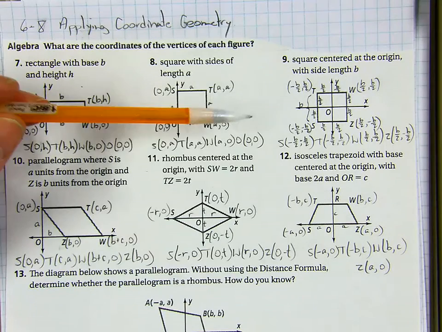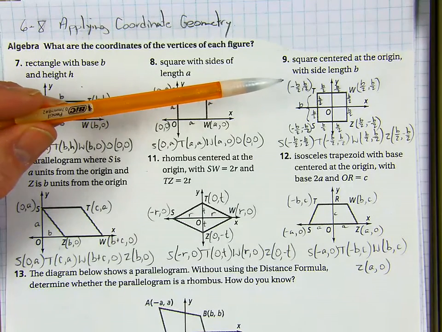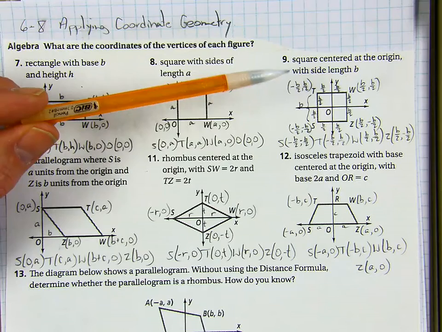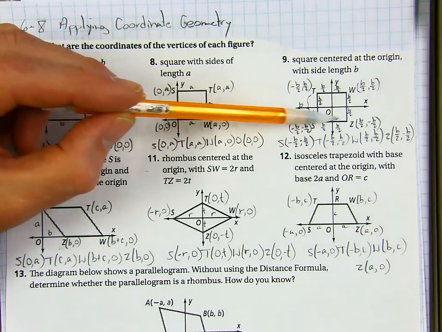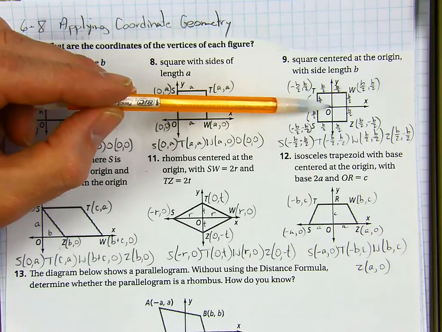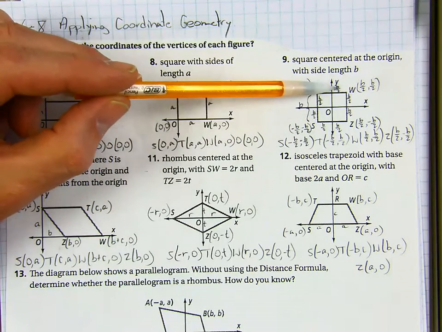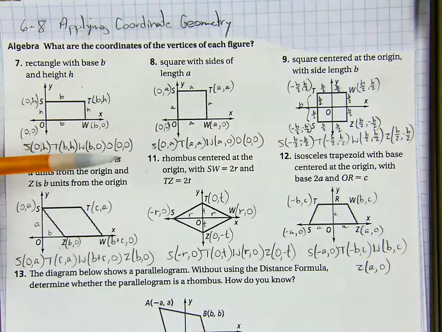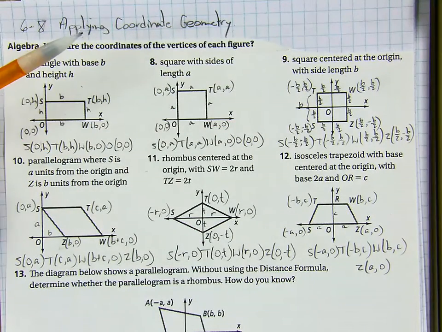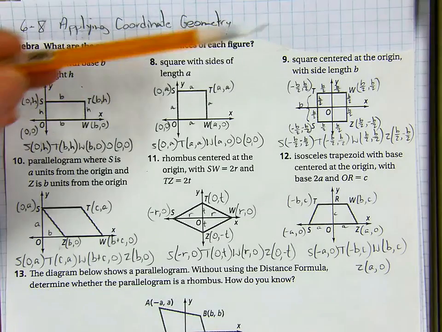Number 9, it's a square centered at the origin with sides of length B. Well, if each side is B, and it's centered at the origin, then it's bisected. So these are B over 2. Each one is half of B. That's just a little more of a challenge. You just have to figure out what the coordinates are using half B.